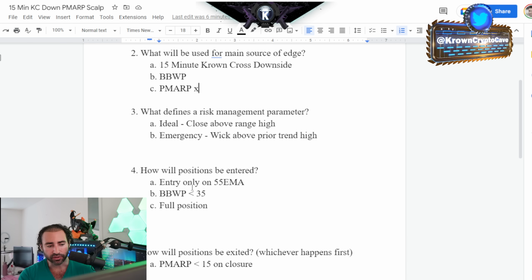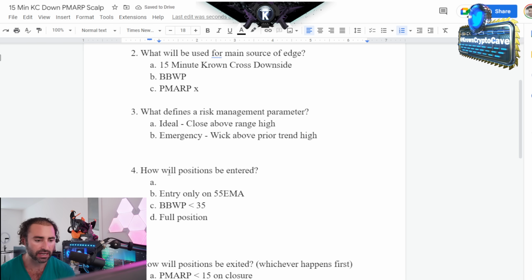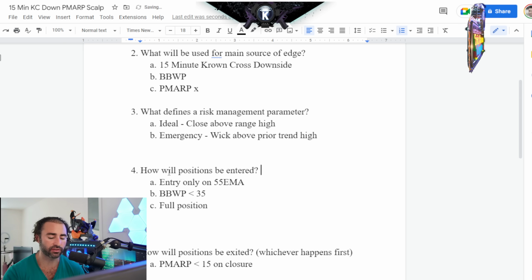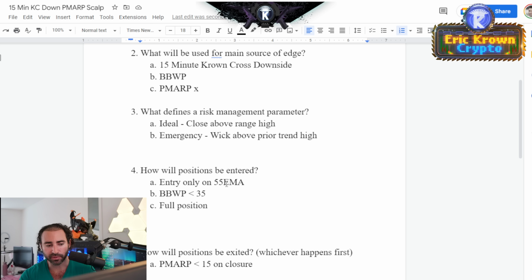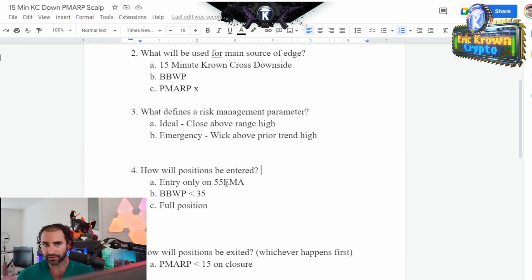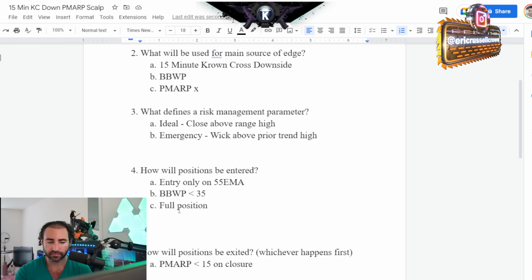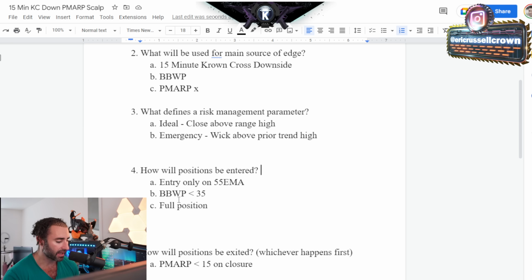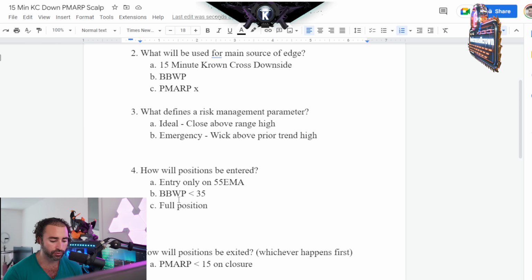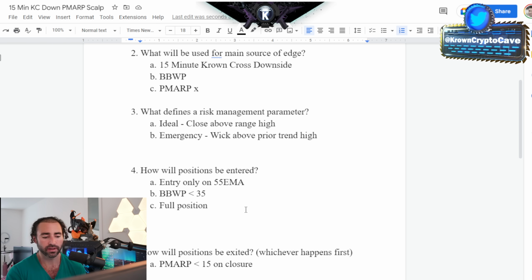How will positions be entered? Well, first things first, I actually forgot this condition right here, which should certainly be there. Actually, no, it doesn't need to be there because that is not relevant for this. So apologies, getting in my own way here, but we will only take entries on the 55 exponential moving average when the Krown cross is to the downside and the BBWP is less than 35 percentile. So we're going to just, for the purposes of this demonstration, use full positions. Of course, you could enter in like half before the 55, half after. You could do all before, all after if you want to front run it or back run it. Doesn't matter. It's up to you. This is just the way that we're testing it for this purpose.